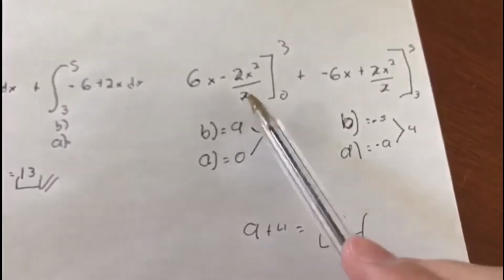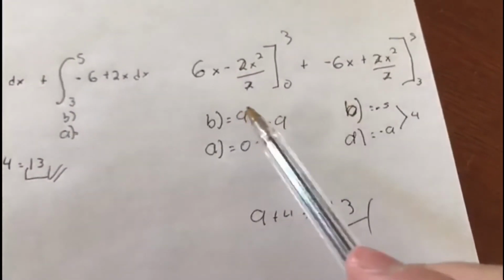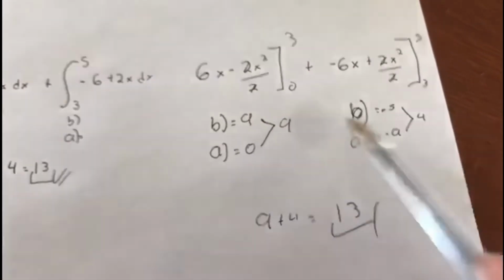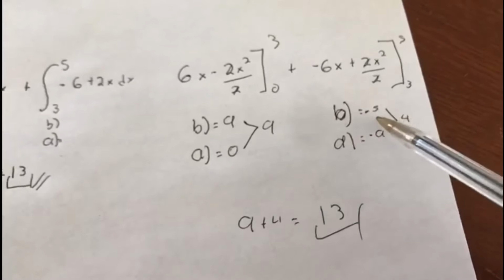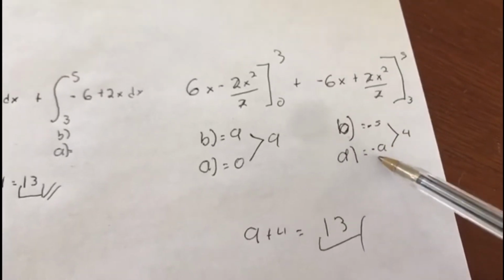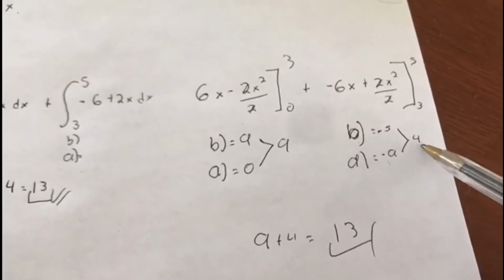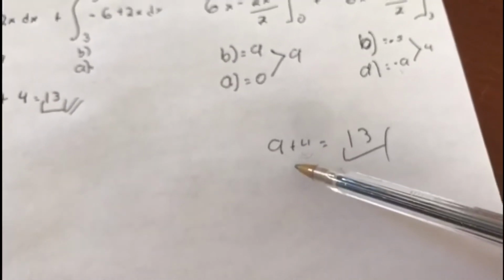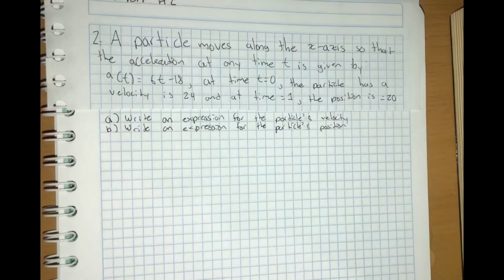Then we integrate them. Here the 2's cancel, and here b is 9, 0, so the answer is 9. And here minus 5 and minus 9 equal 4. Now we only need to add these values and it's 13.